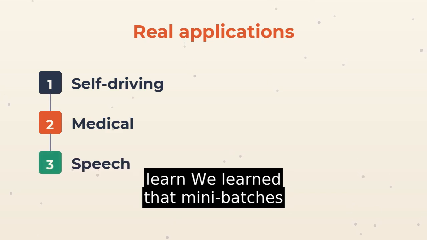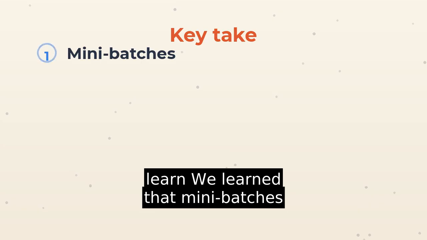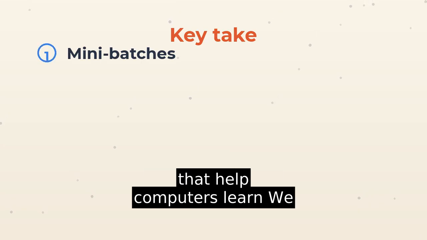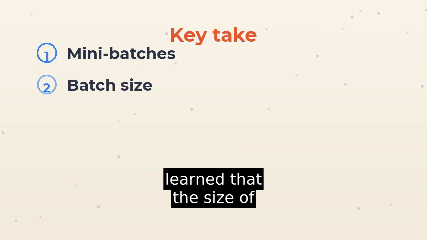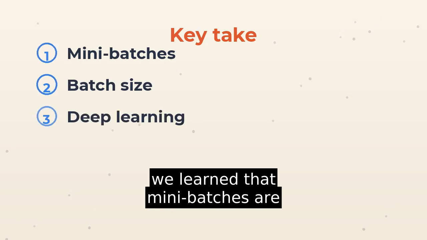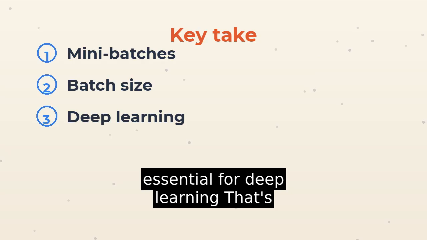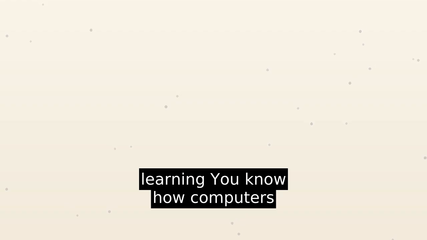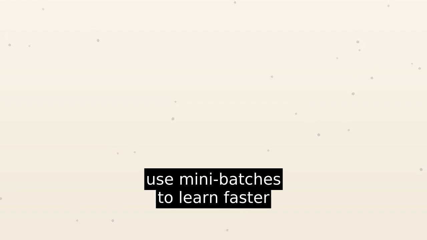So, what did we learn? We learned that mini batches are small groups of data that help computers learn. We learned that the size of the mini batch is important. And we learned that mini batches are essential for deep learning. That's it for today. You now know a secret of deep learning. You know how computers use mini batches to learn faster and remember more.